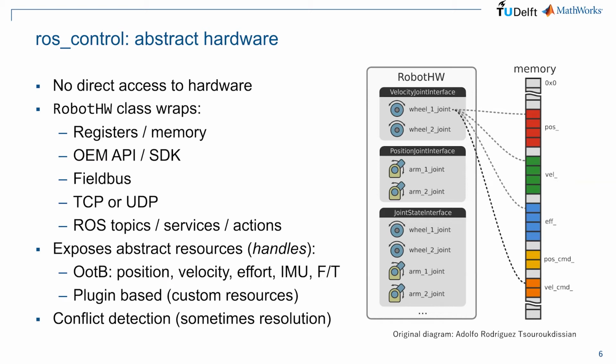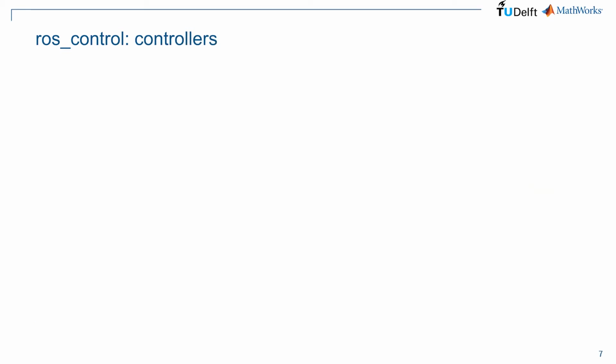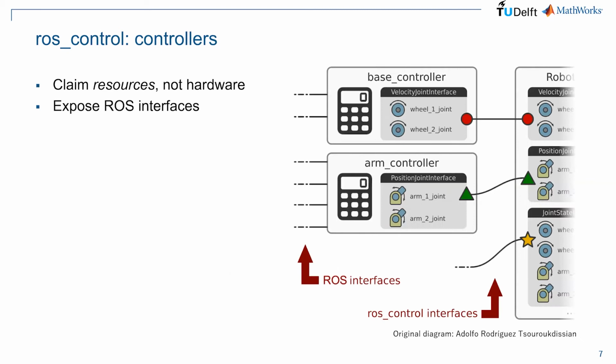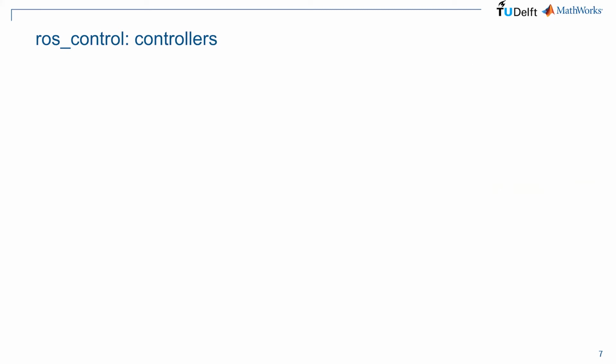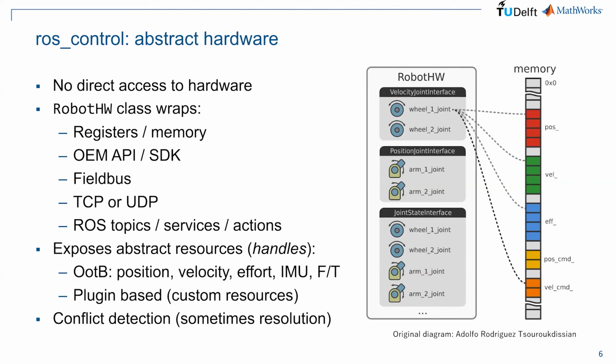And the typical system consists of standard components, but also the custom resources that someone implements for their own particular robot application. And finally, the hardware interface is responsible for conflict detection. Oh, Murat, that's a bit quick. Could you go back to the previous slide, please?